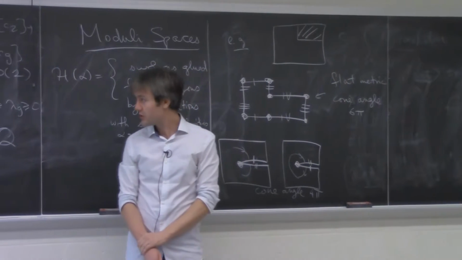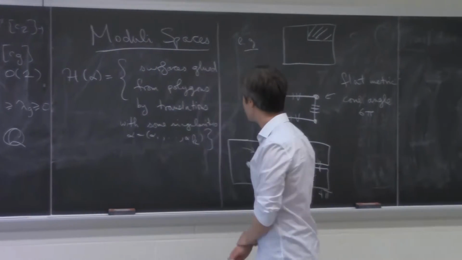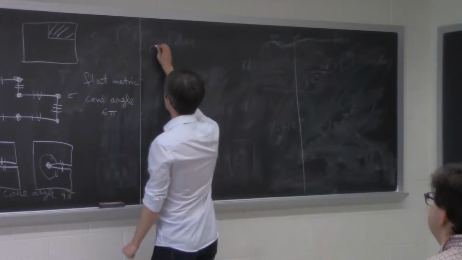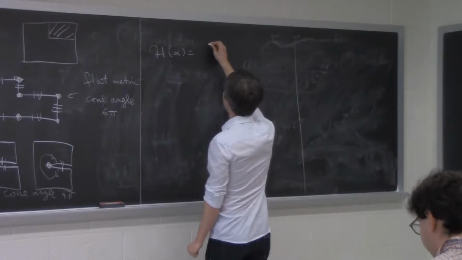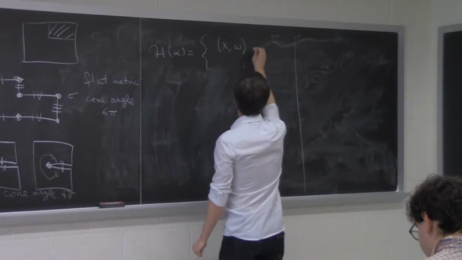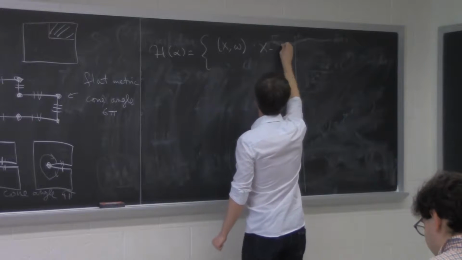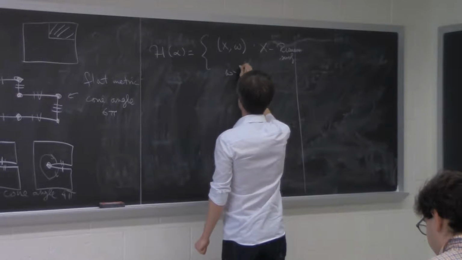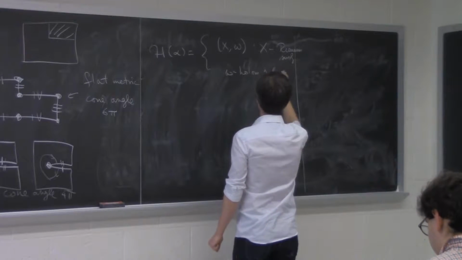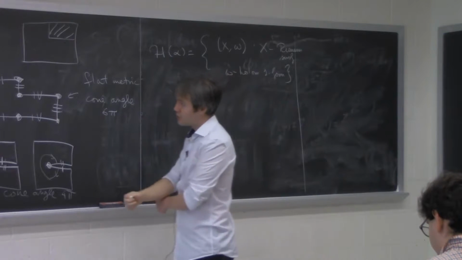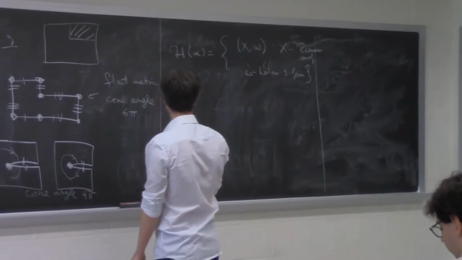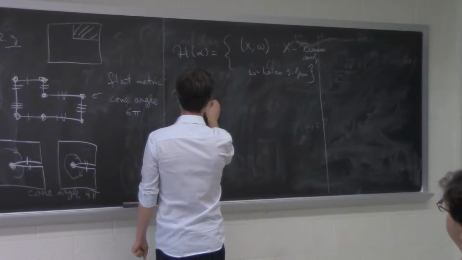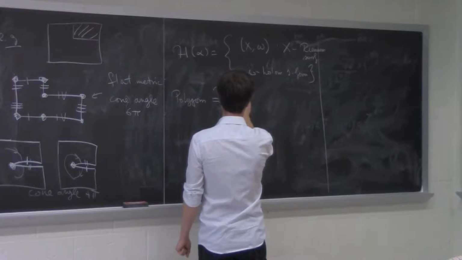OK, so this is the combinatorial description. Now, the thing that's useful about this space is that it also has a different description. So you can also think of this space H alpha as pairs (X, omega), where X is a Riemann surface and omega is a holomorphic one-form. And so how do you get such a picture? So let's say that somebody gives you a polygon. How do you go to a Riemann surface?